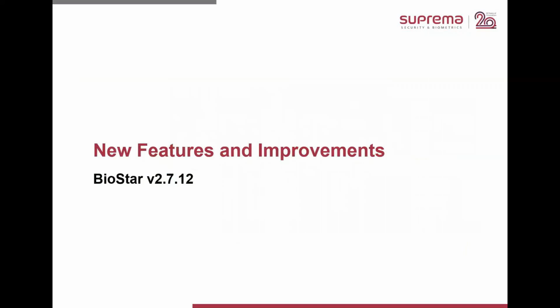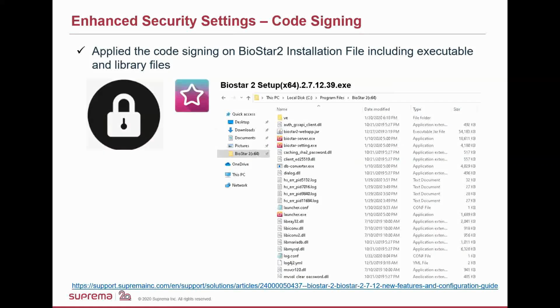Now, we will check the new features and improvements in BioStar 2.7.12. Code signing is the process of digitally signing executables and scripts to confirm the software author and guarantee that the code has not been altered or corrupted since it was signed. As in BioStar 2.7.11, we improved the security part with one more item, code signing, in version 2.7.12. Code signing has been applied to the BioStar 2 installation file, including executable and library files.